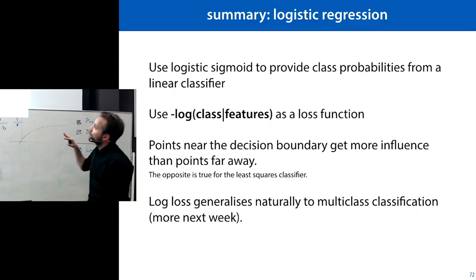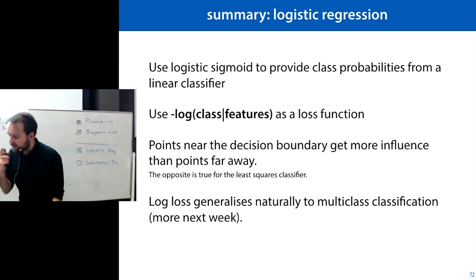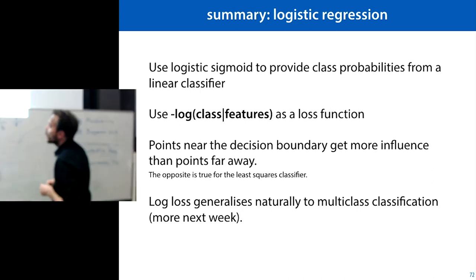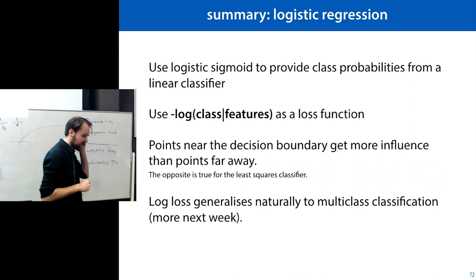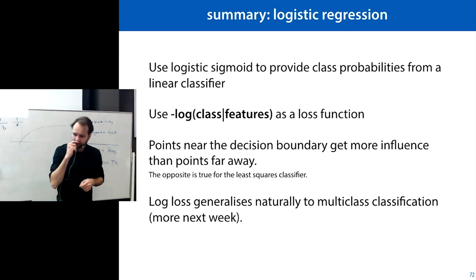So we use this logistic sigmoid to provide class probabilities. We use the logarithm of p of the class given the features as our loss function. Points near the decision boundary get more influence than points far away, which is usually nice. And the least squares classifier has the opposite. And one nice thing is that the log loss generalizes very naturally to multi-class classification, which is not true for the maximum margin classifier. But we'll see next week how to do basically the same thing with more than two classes, which can be very helpful.